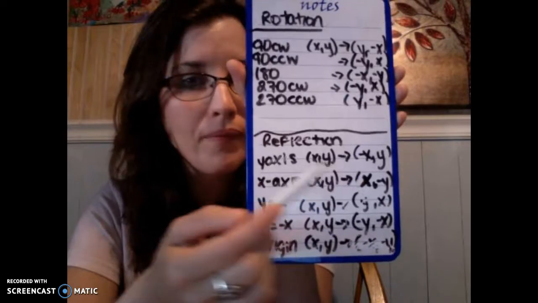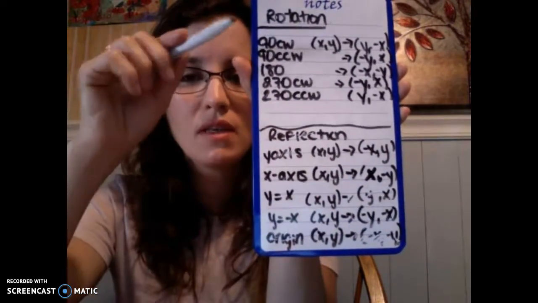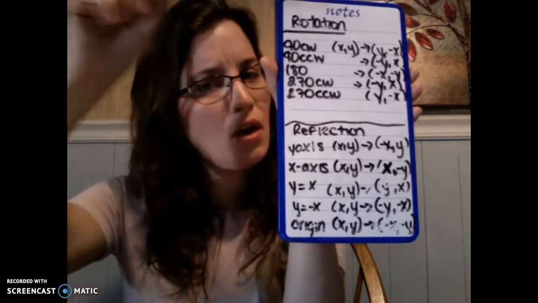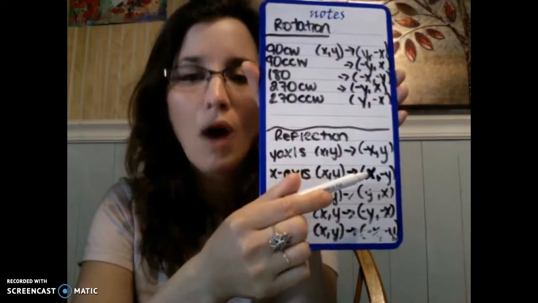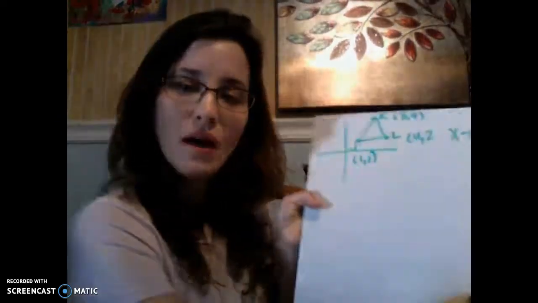Why? Because flipping over the x-axis, reflecting, means if it was in the bottom, it's going to the top, and if it's at the top, it's going to the bottom. Well, what makes something go up or down is the y. That is the reason we change the y coordinate when we're reflecting over the x. So how do we do this?